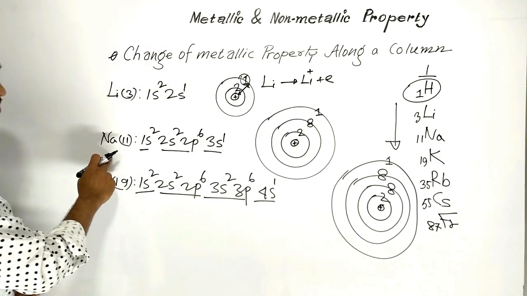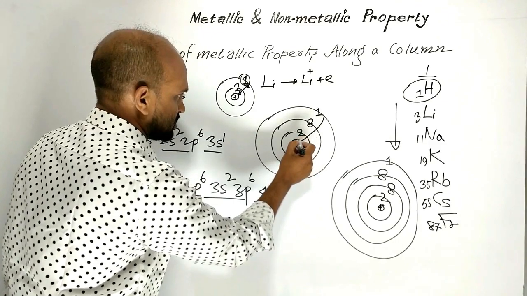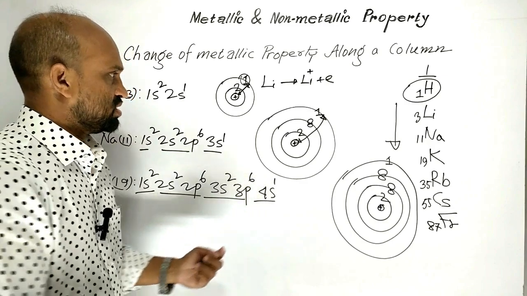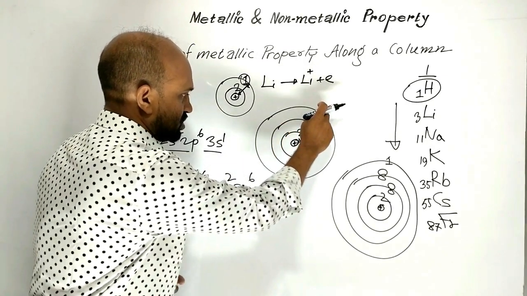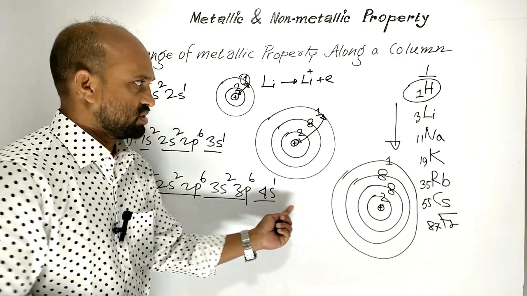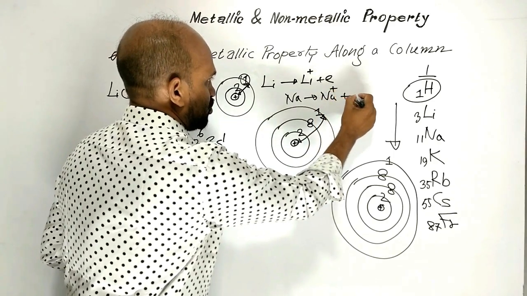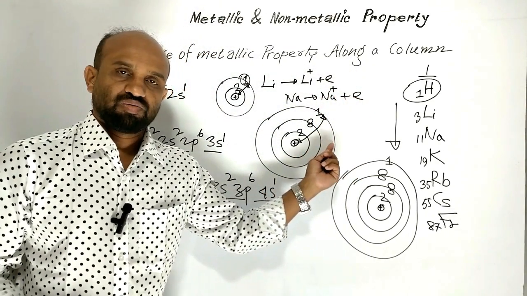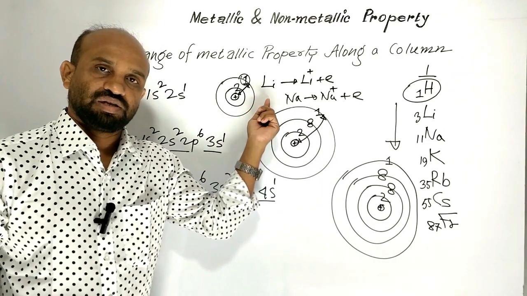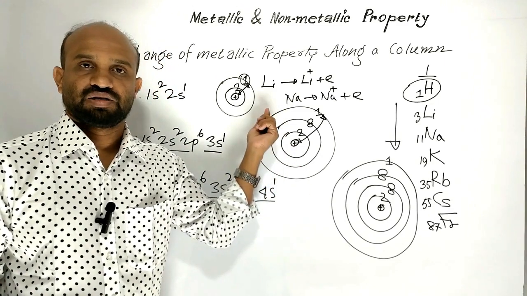But in case of sodium, we see the outermost shell electron and nucleus distance is a bit higher. That is why the outermost shell electron is comparatively loosely bonded to the nucleus. That is why sodium can donate its outermost shell electron comparatively easily than lithium. So sodium is more metallic than lithium.